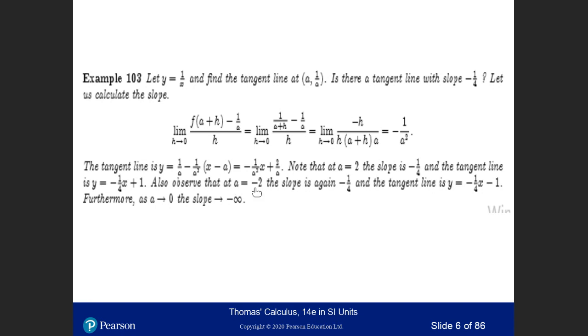Now, also at a is equal to minus 2, you have the same slope. It's minus 1 over 4 again. So in this case, however, the equation of the tangent line changes because the y-intercept changes, and it becomes minus 1 over 4x minus 1. Because in this case, if you put a is equal to minus 2, that's x plus 2. That's minus 1 over 2.